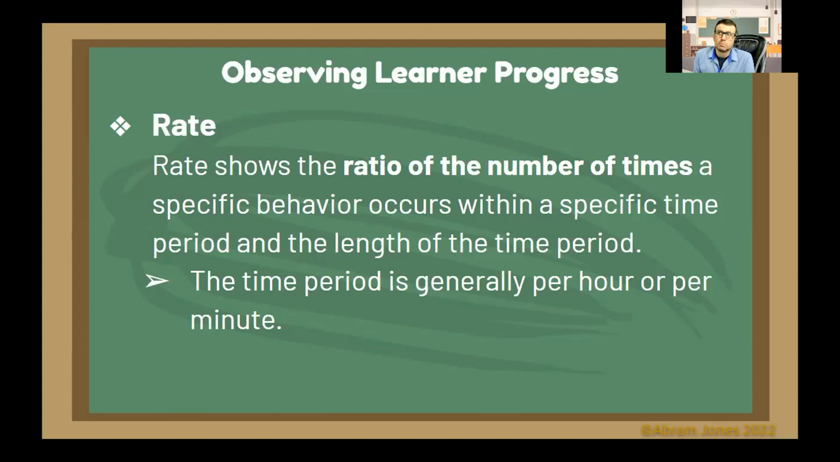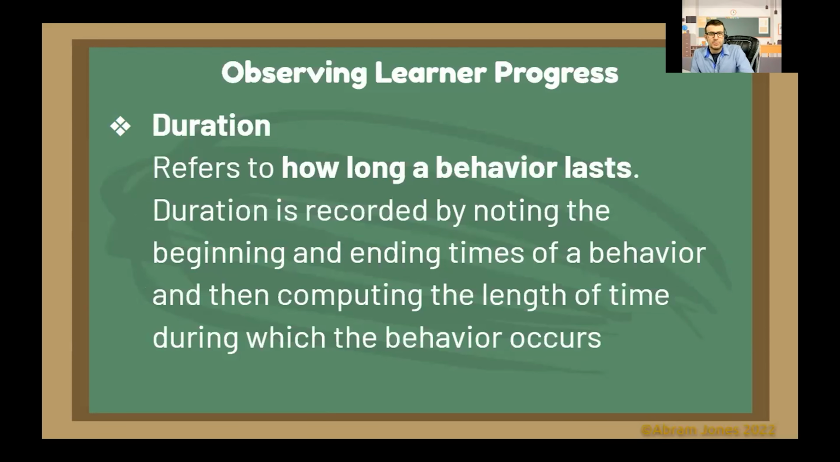Okay, let's talk about something else that's not behavior related. Imagine we were working on math yesterday. We're working on math today. In 1 hour, Avi got 25% of the answers correct. Yesterday, 27%, right? This kind of thing. Okay, duration. How long a behavior lasts. Duration is recorded by noting the beginning and ending times of a behavior, and then computing the length, just adding up the length of time during which the behavior occurs.